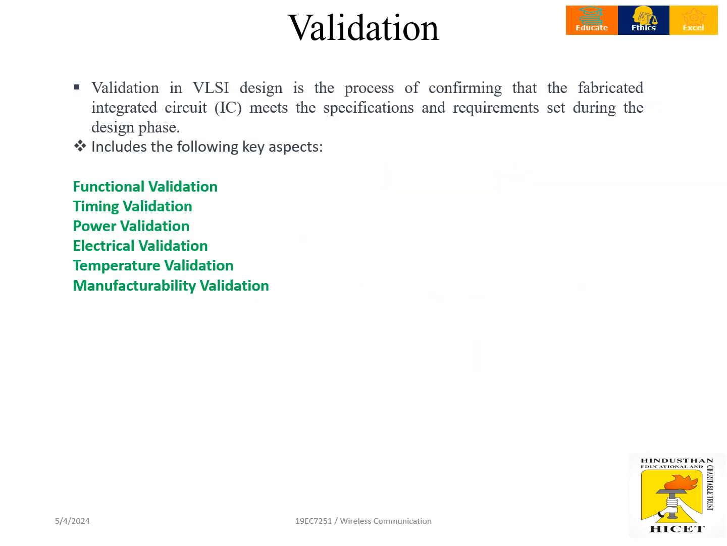And next is the validation. This is the last process. In this validation phase, the process of confirming that the fabricated integrated circuits meet the specified requirements will be done. And the following are the key aspects in validation. It has to ensure the functional validation and timing validation, power validation, electrical validation, temperature, and manufacturing validation. Means that we have to check whether all these requirements and all these things are met or not.